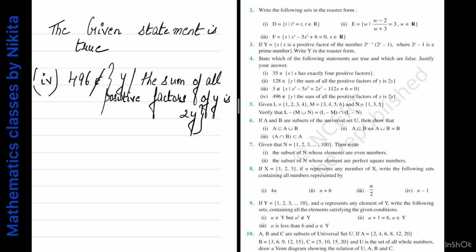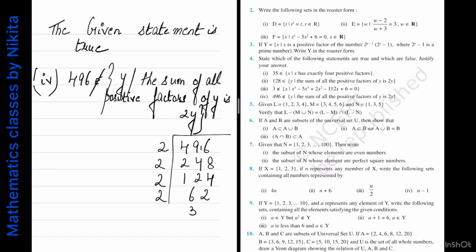So first you have to find all the positive factors of y. So what we will do? I will write 496 as a product of powers of prime numbers. So start with 2. 2 2s are 4. Then 2 4s are 8. Then 2 1s are 2, 2 2s are 4, then 2 4s are 8, then 2 6s are 12. So therefore 496 can be written as 2 to the power 4 into 31.